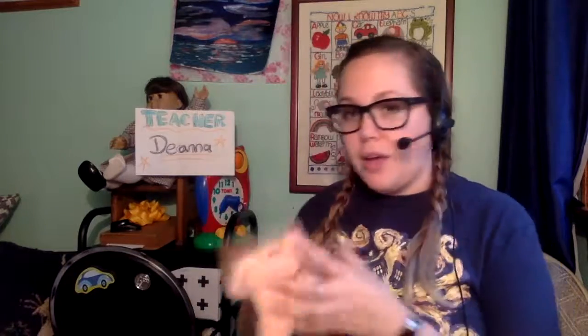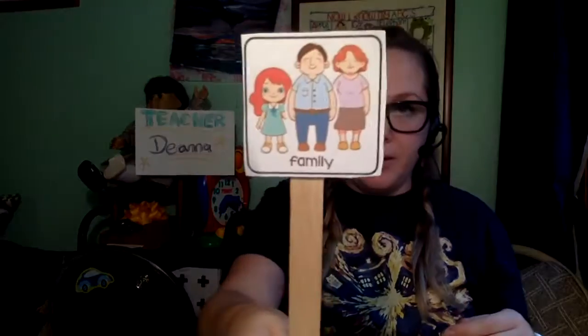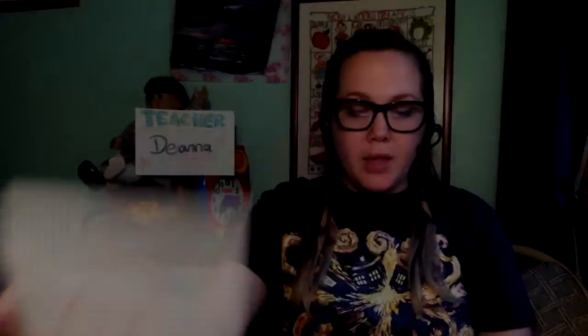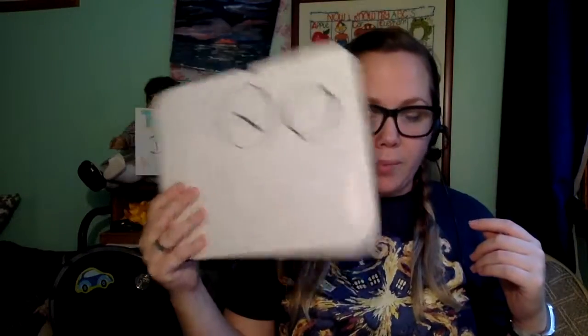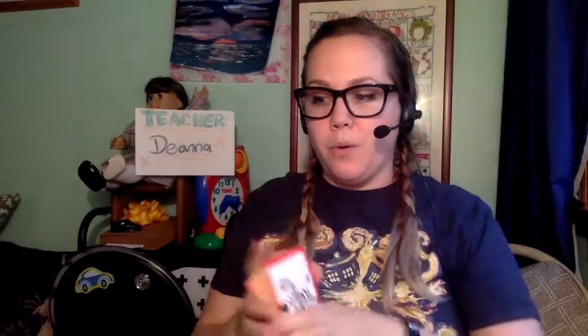So I've got puppets, which is one type. I've got paper, which is a second type. I also have a whiteboard and whiteboard markers, which is a third type. I have cards, which is a fourth type.